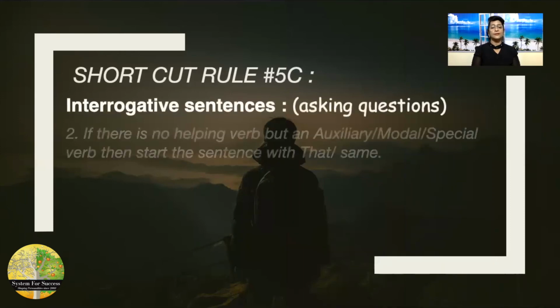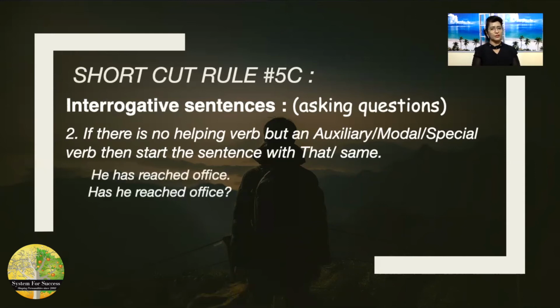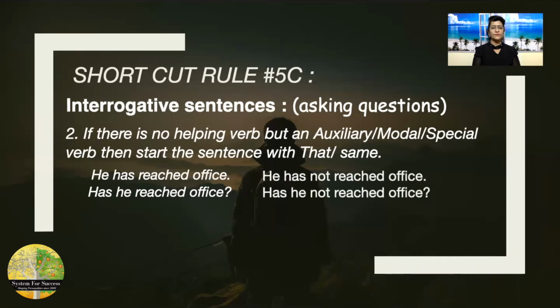Once again, interrogative sentence. If there is no helping verb in the sentence but an auxiliary verb or a modal or a special verb, then आपने उनको beginning में shift कर देना है. For example, the sentence is he has reached office. आपने क्वेश्चन पूछना है कि क्या वो ऑफिस पहुंच चुका है. Then the sentence will become has he reached office. If the sentence is he has not reached office, आपने पूछना है कि क्या वो अभी तक ऑफिस नहीं पहुंचा, तो has he not reached office.